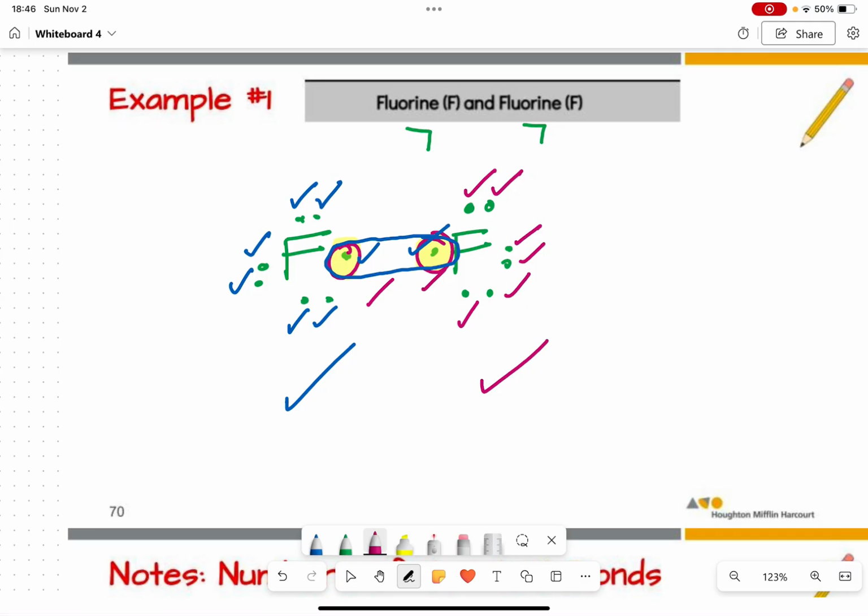And so what that would look like if you were to draw it, would be this. More simplified and not as many dots. It would look like that. And this would be F2.